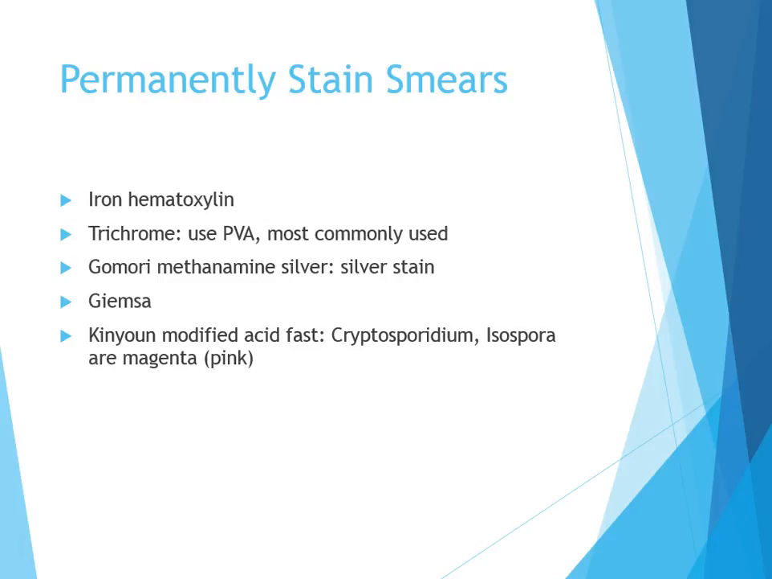The iron hematoxylin stain is a type. The most common, and a lot of the pictures in your book and the pictures that I use, are trichrome stains. It's the most common. They stain good with this, but the other ones are used: the Gomori silver stain, Giemsa, and Kinyoun modified acid fast stain.